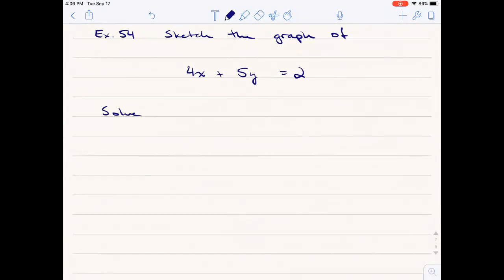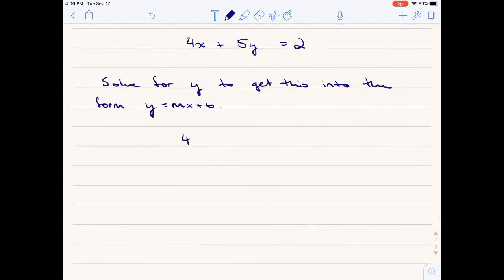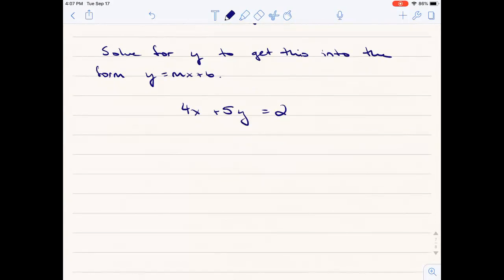So solve for y to get this into the form y equals mx plus b. So if we start at 4x plus 5y equals 2, we get a little bit of practice solving for y here, right? And so we have to move everything over except for the y, holding the y steady. So the first thing we're going to do is 5y is 2 minus 4x. Then to solve for y, we have to divide both sides by 5. So we get y is 2 minus 4x divided by 5.